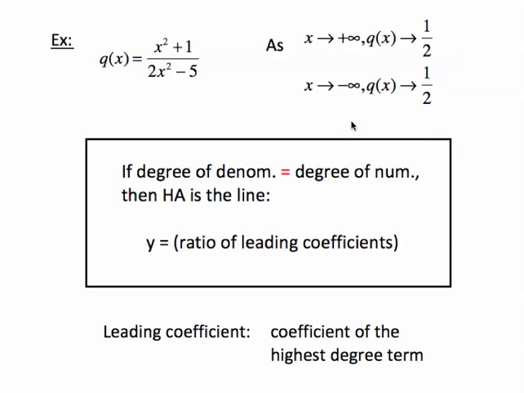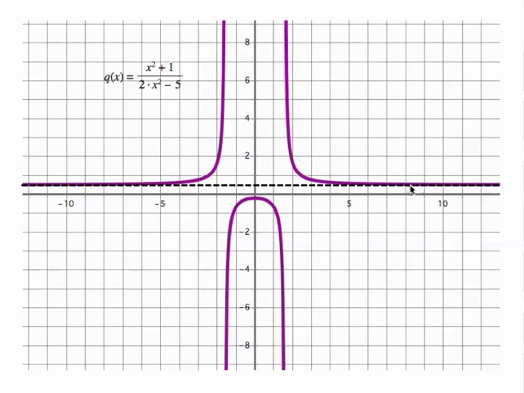So if the degree of the denominator is equal to the degree of the numerator, then the horizontal asymptote is the line y is equal to the ratio of the leading coefficients. The leading coefficient being the coefficient of the highest degree term. Here, 1 over 2. There's a 1 here and a 2 down here. Take a look at the graph. You see that the graph approaches the line y is equal to a half.